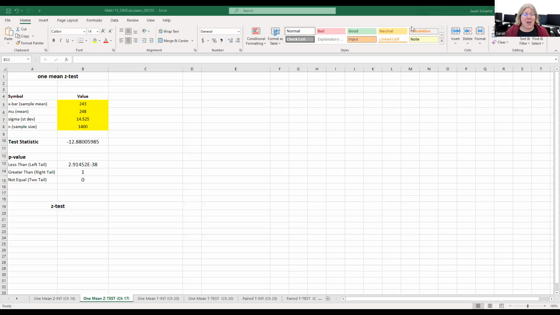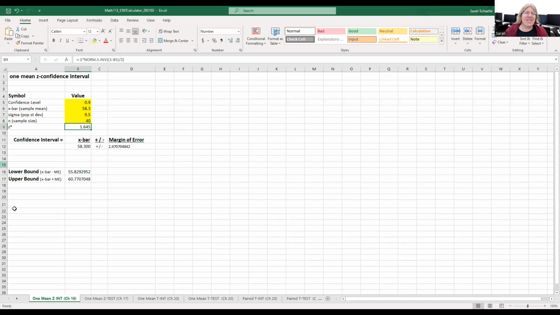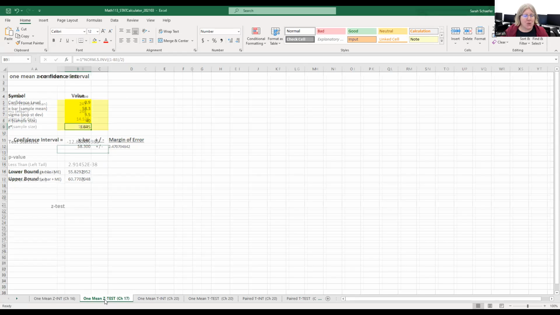All right, here we are back in the Excel calculator spreadsheet that I built you. The tabs along the bottom are going to help you keep track of where you were. The 1 mean z interval, which was chapter 16, is the one we were on. Now we're going to go to the 1 mean z test. The name is there as well as the chapter to help keep those straight.